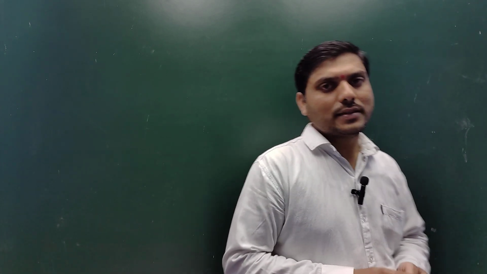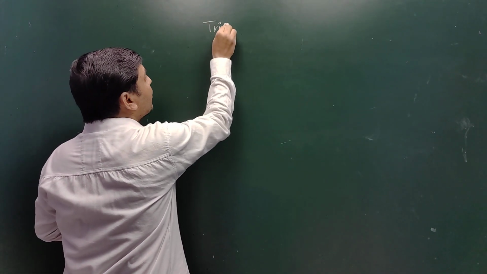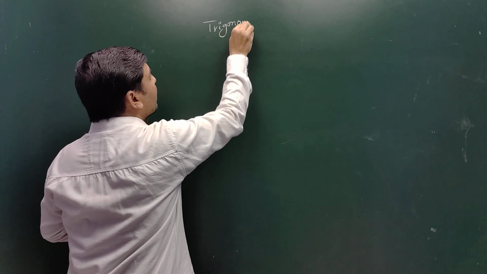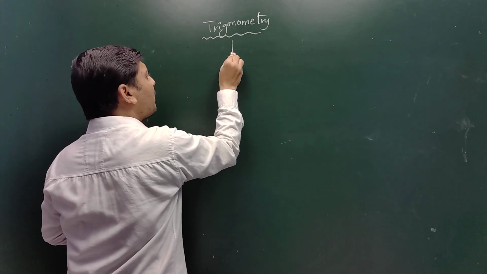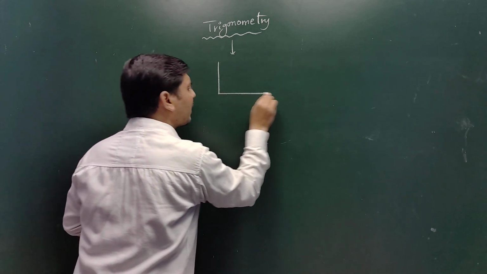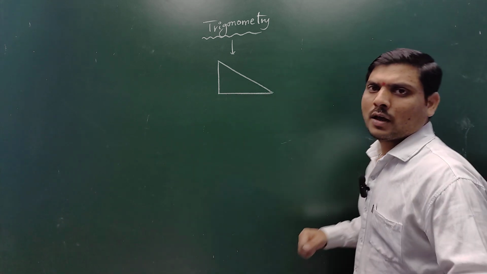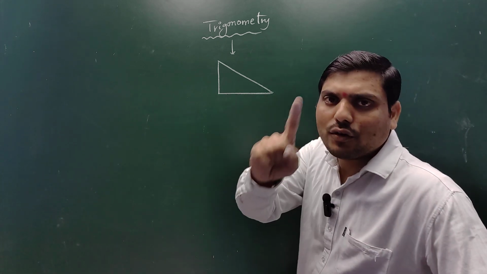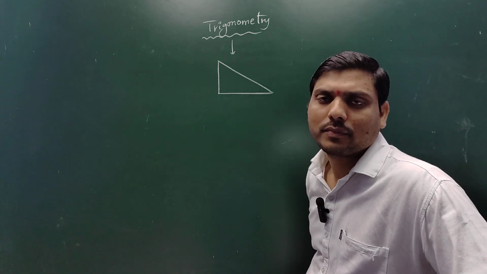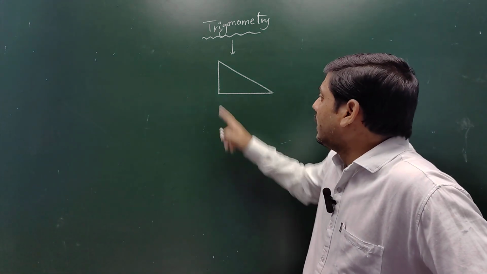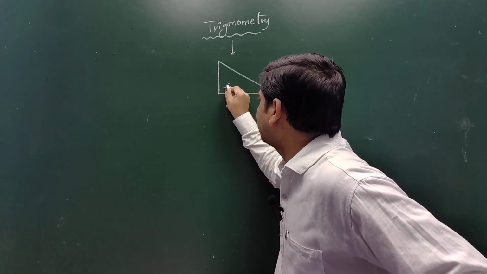First of all, we discuss a concept named trigonometry. This chapter is completely dependent on a right angle triangle. This is a right angle triangle. How do we say right angle triangle? In a triangle, if one of the angles is 90 degrees, that triangle is named a right angle triangle.